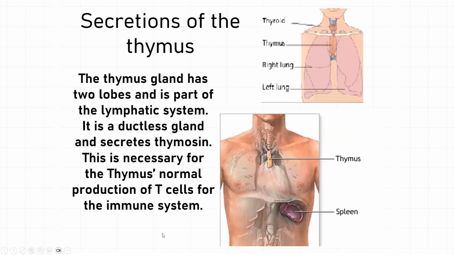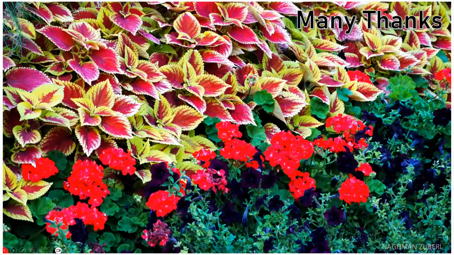Now, secretions of the thymus. The thymus gland has two lobes and is part of the lymphatic system. It is a ductless gland. It secretes thymosin. This is necessary for the thymus's normal production of the T cells for the immune system. So over here, we are done with our today's lecture.